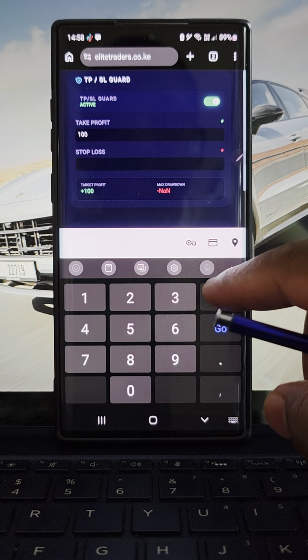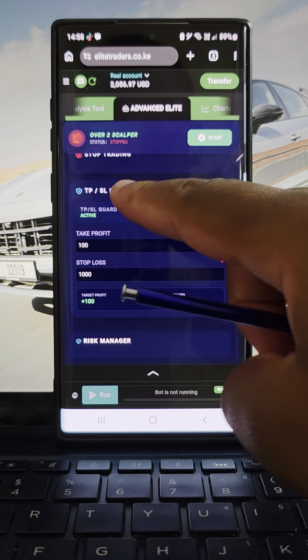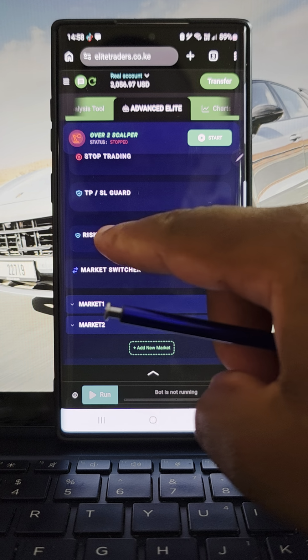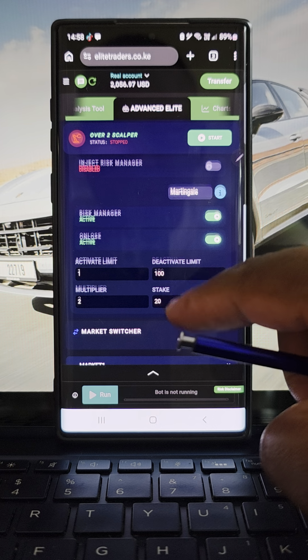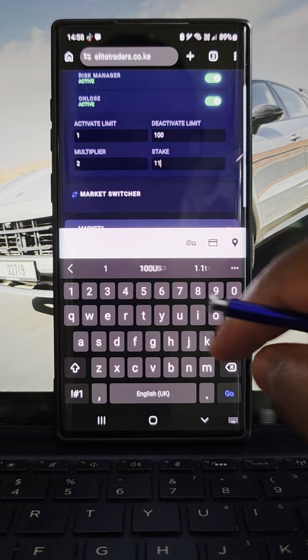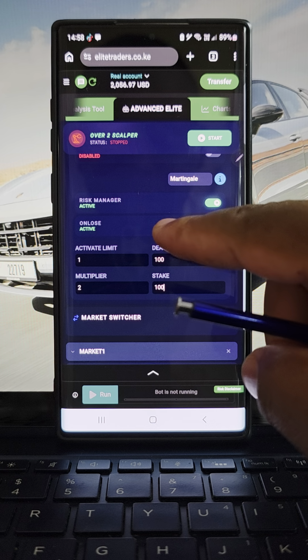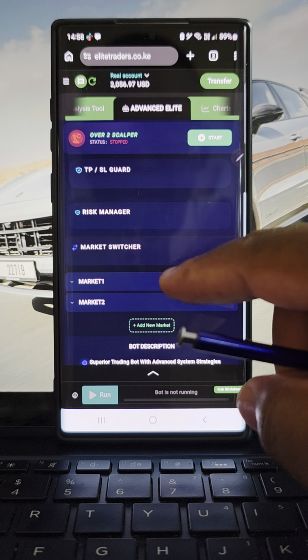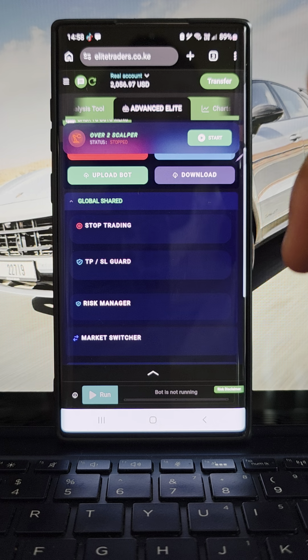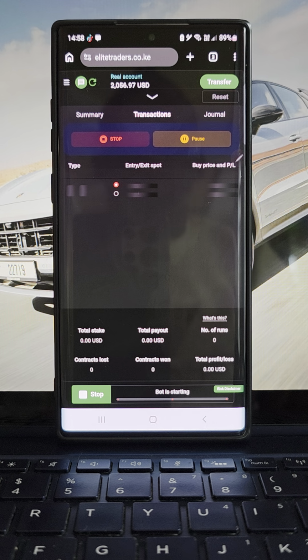Then you have this part for the target profit and stop loss guard. I will increase the stop loss. We'll only risk half of this account. Then close that part. You have this part for the risk manager. I'll do a stake of $100. Then probably you can target like 200. Then close that part. Now we are done. The next thing we'll need to do is just click start. The robot will actually do the rest of the job.